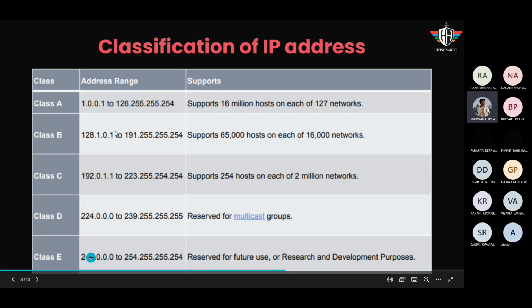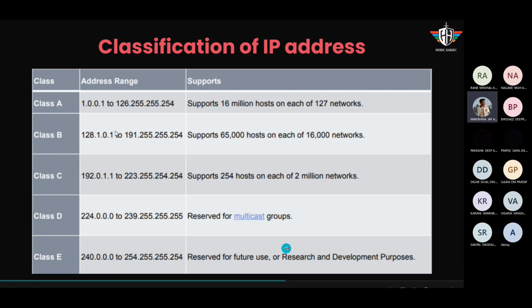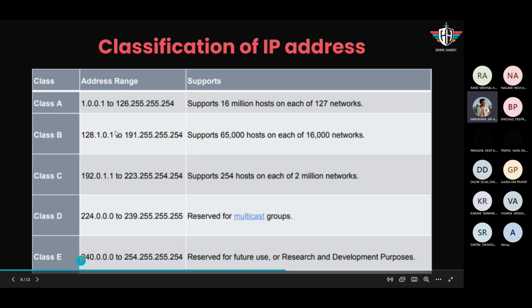The E class is reserved for experimental use, research use, and future use. Till now, not a single device supports this IP address because it is reserved for future or research use. I don't know exactly what this IP address is used for. No device supports this IP address. If you manually set this IP address on your network, it can't be supported.